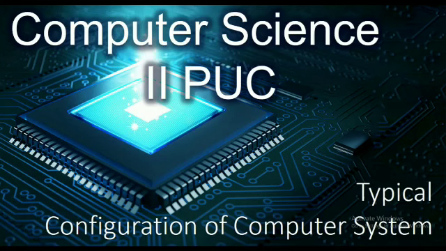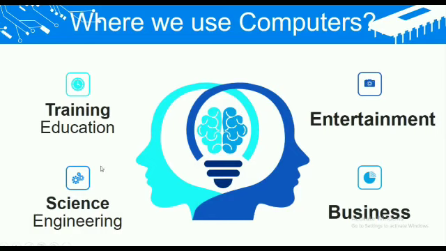The first chapter is Typical Configuration of Computer System. So, let's see what all we study in this chapter. Before that, let's see where we use computers. So, we use computers in various fields such as science, engineering, business, education, training, and entertainment, etc.